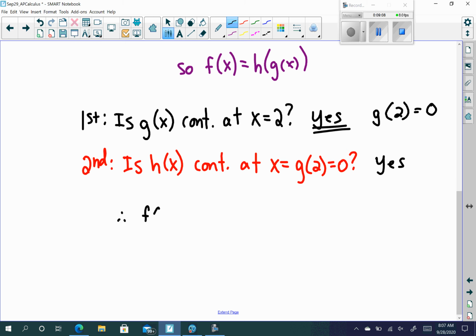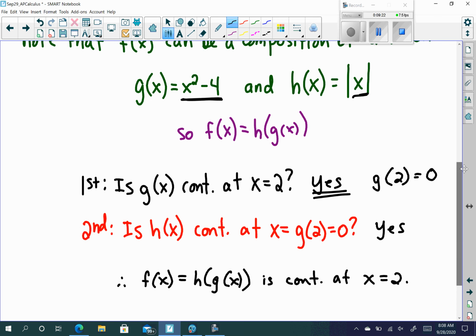Therefore, f of x, which is equal to h of g of x, is also continuous at x equals 2. So it's just a way to look at it, and in a way too, we could look at domains of these as well.